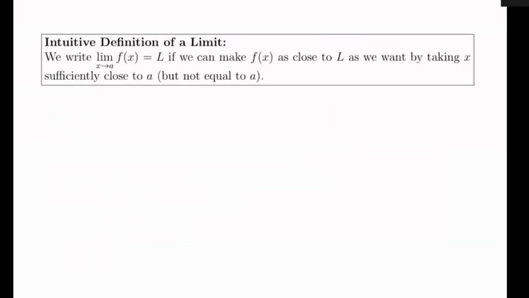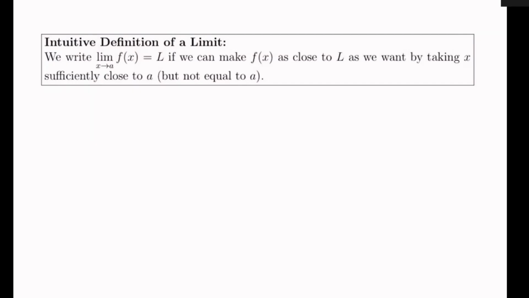So this brings us to the first big definition: the intuitive definition of a limit. We write the limit of f of x as x approaches some value a equals L if we can make f of x as close to L as we want by taking x sufficiently close to a, but not equal to a. So the key insight here: the limit doesn't care what happens at the point, only what happens near the point.